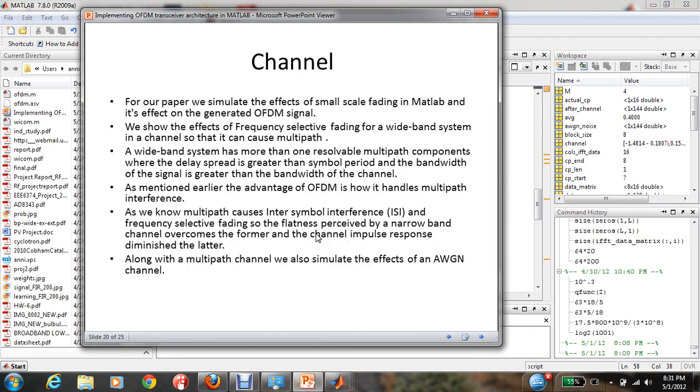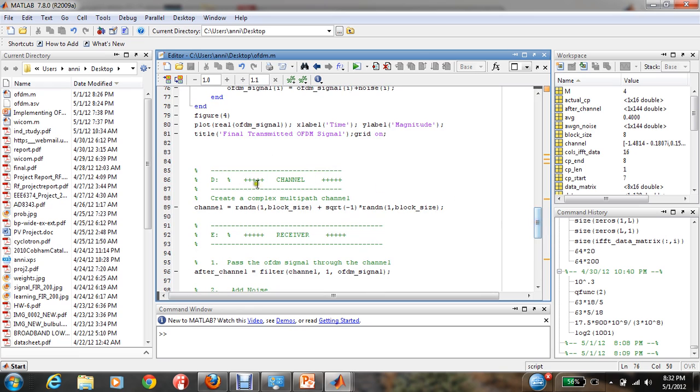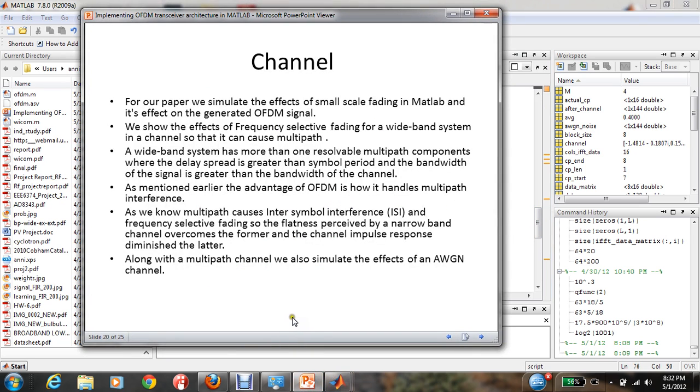Then next, we have to establish a particular channel. In our channel, for our paper, we simulate the effects of small scale fading in MATLAB and its effect on the generated OFDM signal. So we create a multipath channel for our simulation purpose. This is creating a complex multipath channel, and the reason why it's being done is because we show the effects of frequency selective fading for a wideband system in a channel so that it can cause multipath. So that is why we create a multipath channel.